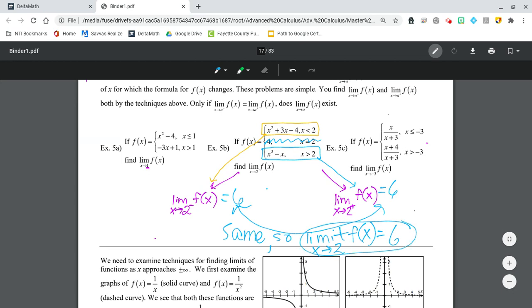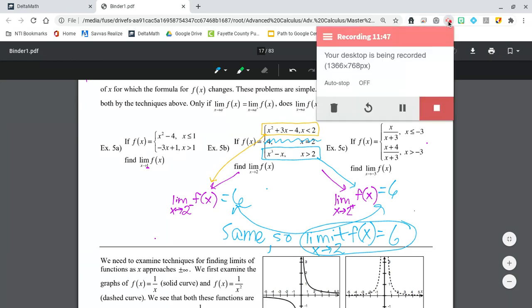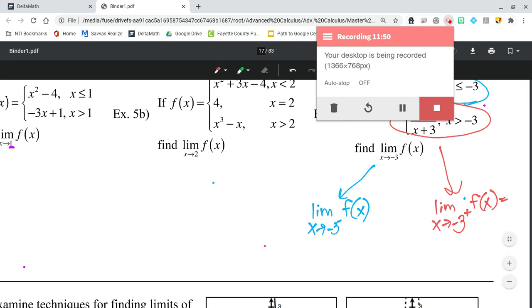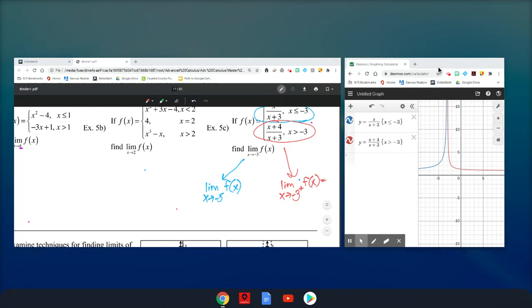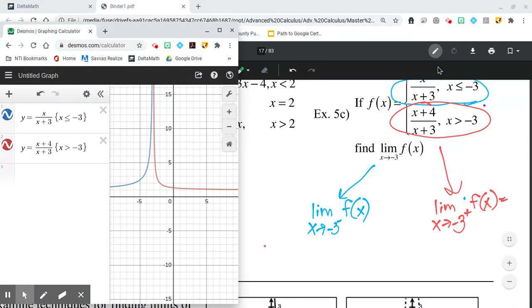Okay? Now on our third example, something really interesting happens. Okay, so I've taken this third example, I've split it up into my two limits, one from the left and one from the right. I've graphed it on Desmos. So let's see what happens as the x values approach -3 from the left-hand side of -3. And I'm looking at this blue graph.